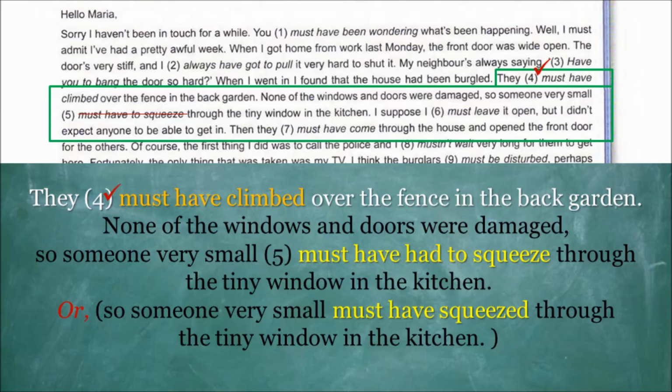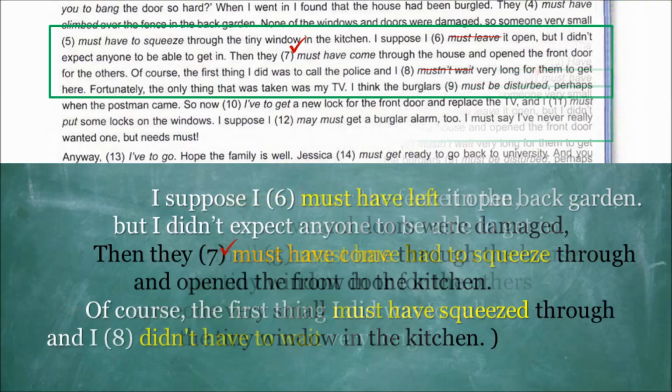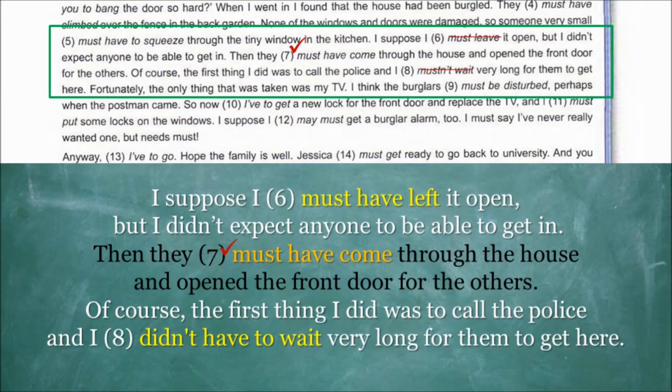None of the windows and doors were damaged, so someone very small must have had to squeeze through the tiny window in the kitchen. So someone very small must have squeezed through the tiny window in the kitchen. I suppose I must have left it open, but I didn't expect anyone to be able to get in. Then they must have come through the house and opened the front door for the others.